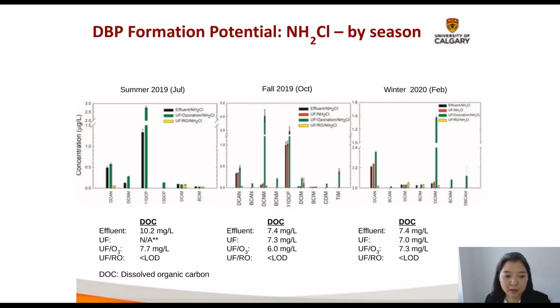And so for chloraminated water, we also see dichloroacetonitrile form in all of the waters throughout the different processes, as well as dichloronitromethane. We did see a significant amount after ozonation in fall and winter. We did not observe this in the summer. We're not sure exactly why, but we need to further investigate this. We did observe haloketones in the fall and the summer, but we did not observe them in the winter. And iodo-THMs are present in all of the waters.